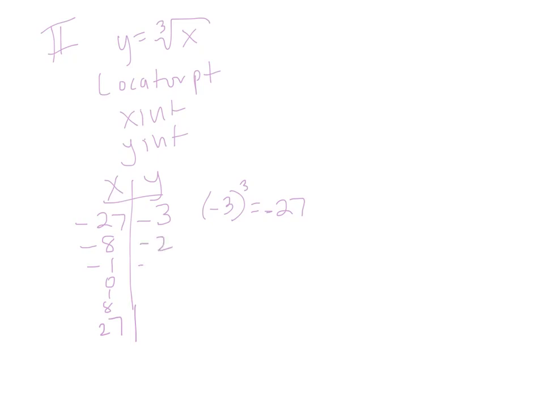So the cubed root of negative 8 is negative 2. The cubed root of negative 1 is negative 1. The cubed root of 0 is 0. The cubed root of 1 is 1. The cubed root of 8 is 2. And the cubed root of 27 is 3. So you can pause the video as you graph that.